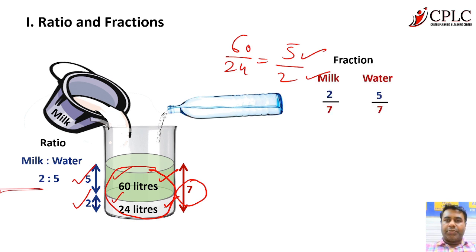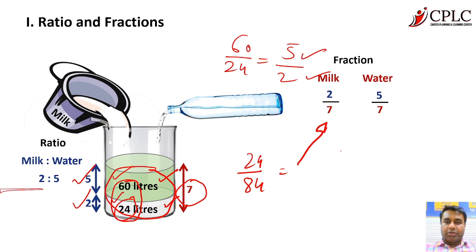So let us first assume I try to find out milk. How much is milk? Milk is 24 liters, correct? So that will be 24 out of total. Now total is 60 plus 24. Look at the values. 60 plus 24 is 84. So 24 divided by 84. If you simplify it by 12, you will get the answer as 2 by 7.